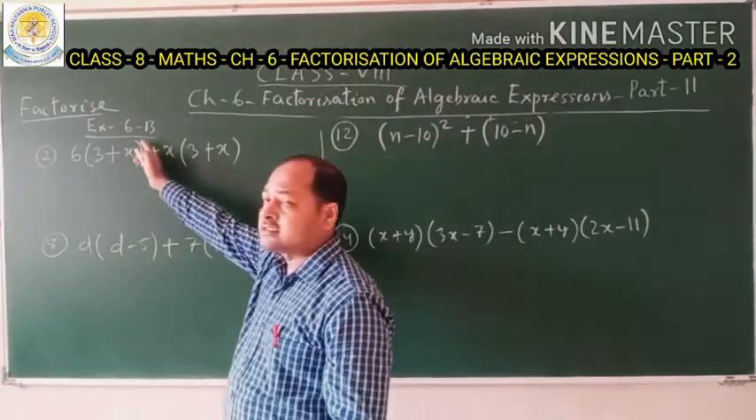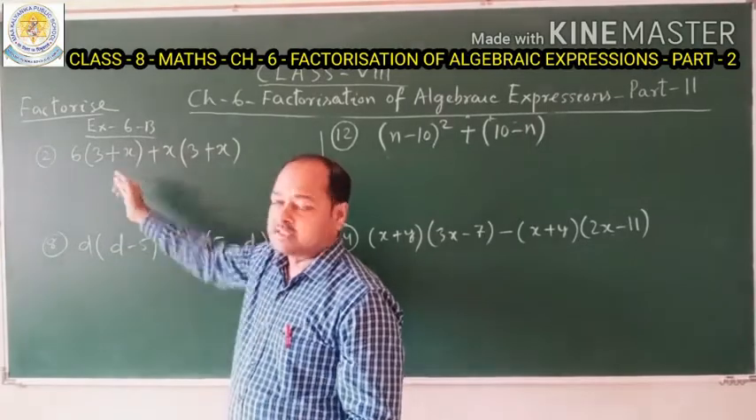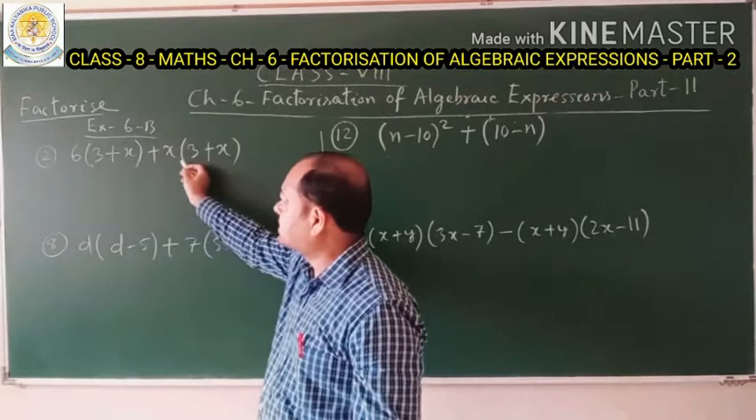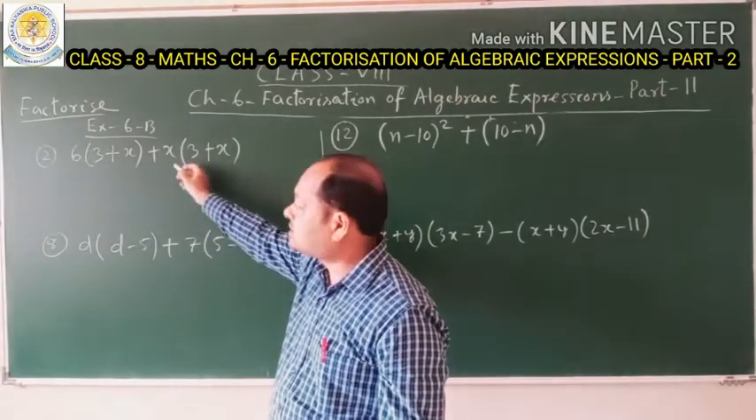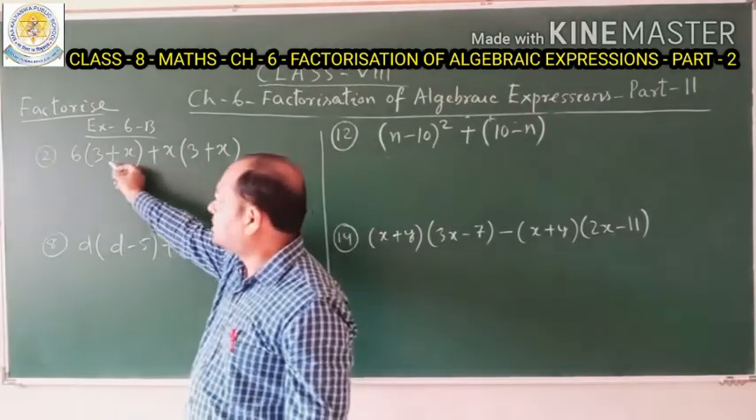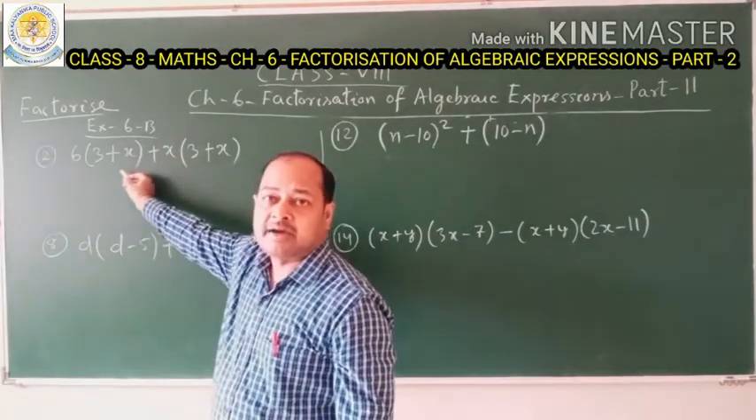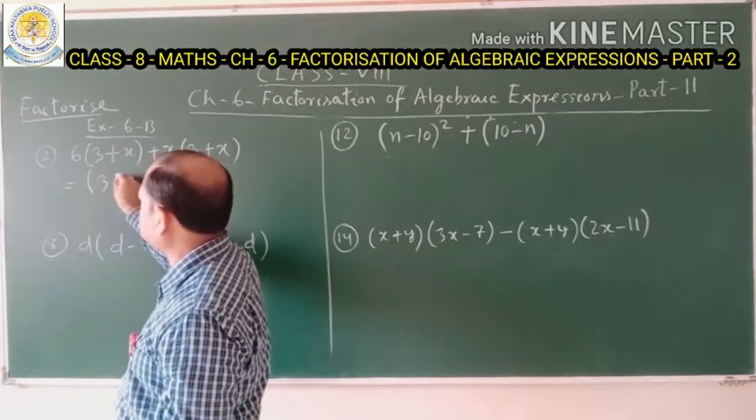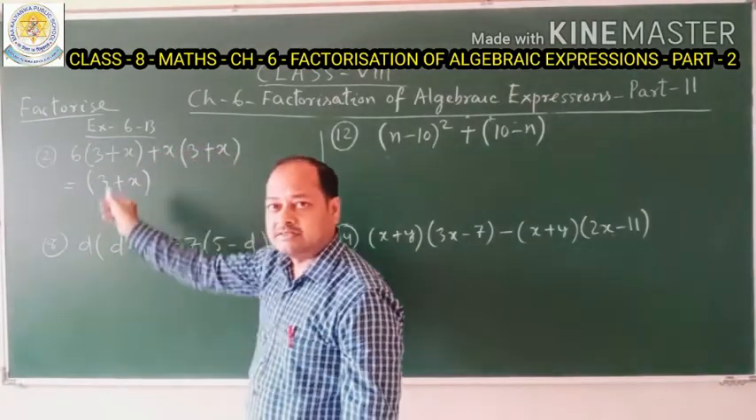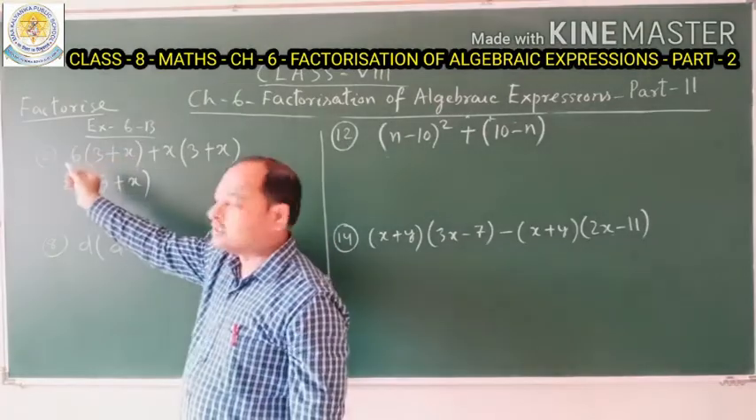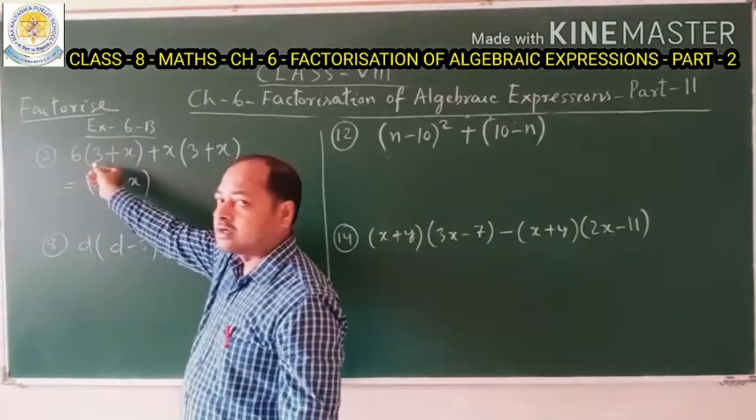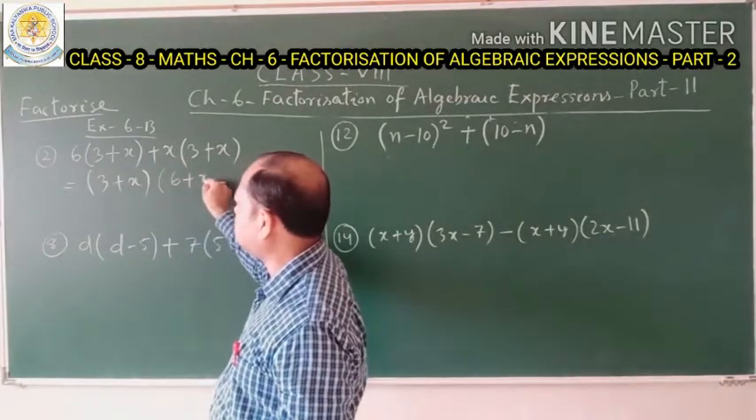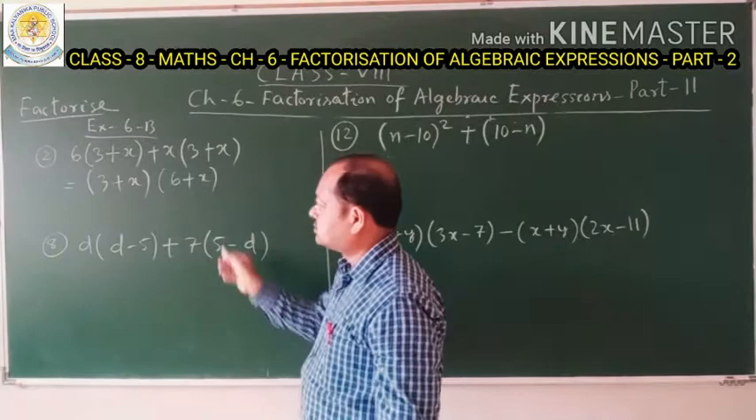In exercise 6b, this question is given: factorize 6 into 3 plus x plus x into 3 plus x. What do we see here? In both terms, 3 plus x is a common binomial factor. First write the common factor, 3 plus x. Then write the other terms: 6 in the first and x in the second, so you can write 6 plus x. This is the solution.